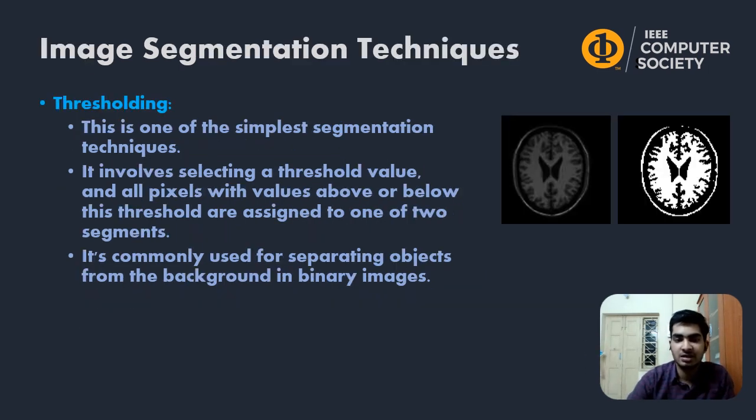Some image segmentation techniques. Thresholding. This is the simplest segmentation technique. It involves selecting a certain threshold value, and all pixels with values above or below these thresholds are assigned to one of the two segments. It's commonly used for separating objects from the background in binary images. So here is a simple example of thresholding. We will see more in the coming slides about thresholding.